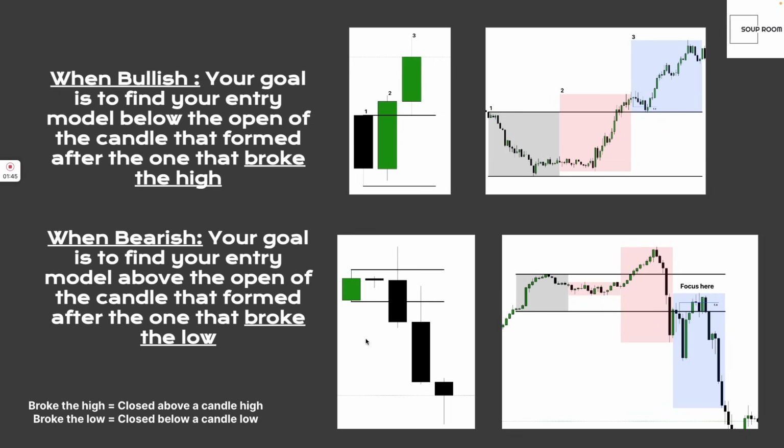Vice versa when bearish, your goal is to find your entry model above the open of the candle that formed after the one that broke the low. Broke a low, bearish, enter above this candle's high. So you enter above the candle that formed after the one that broke the low.